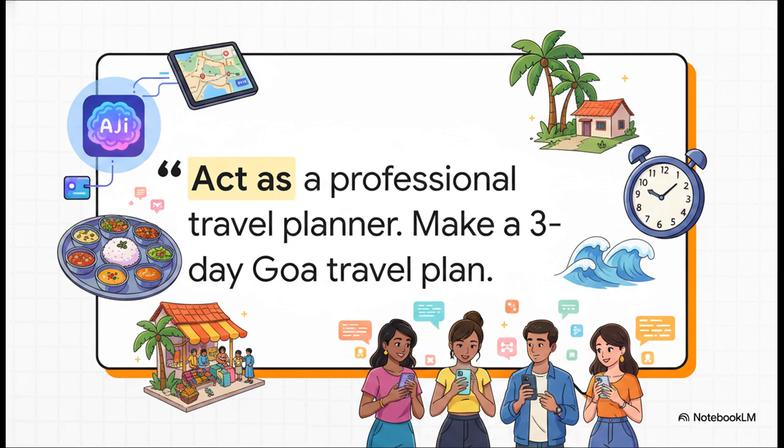We tell it, act as a professional travel planner, we specify the 3-day Goa trip, and then we layer in those strict requirements about vegetarian options, markets, and exact timings. The prompt is the protagonist here, guys. The more detailed and demanding you are as the director, the better the AI is going to perform.